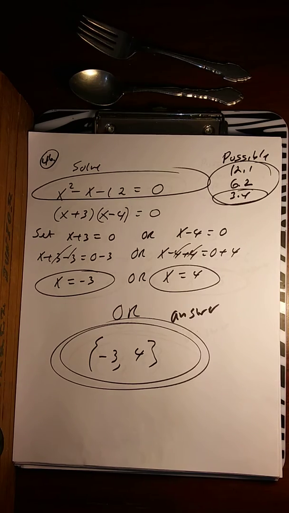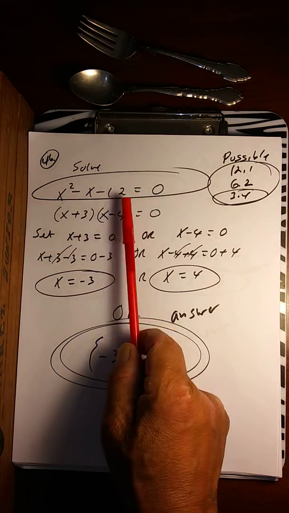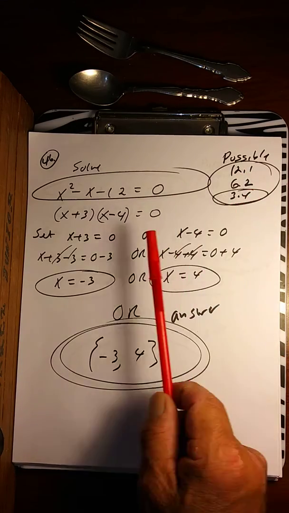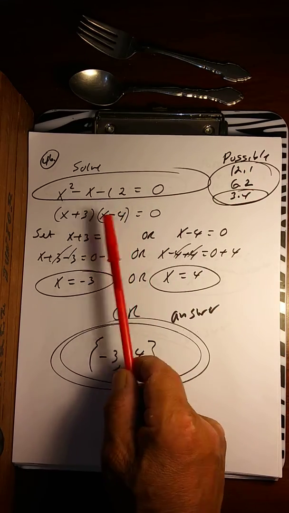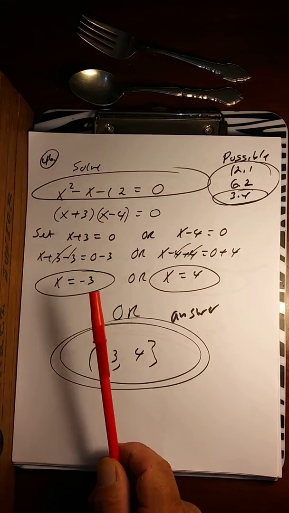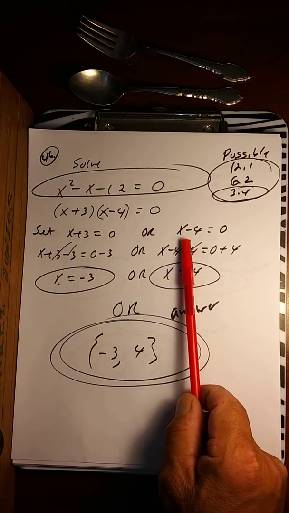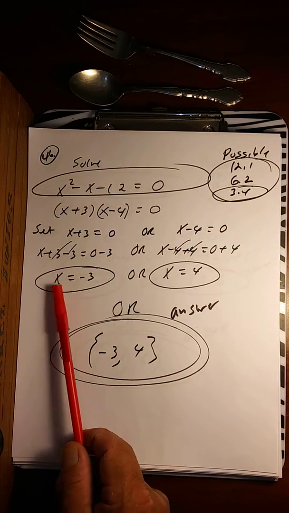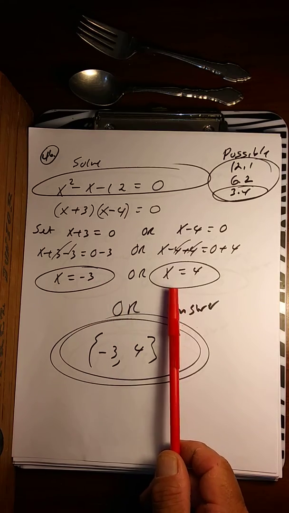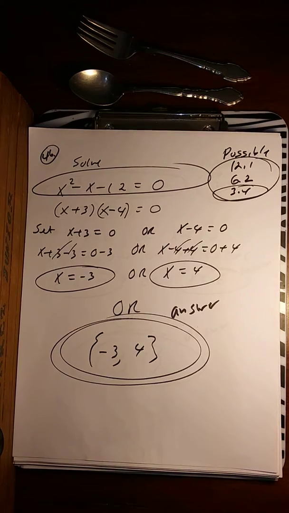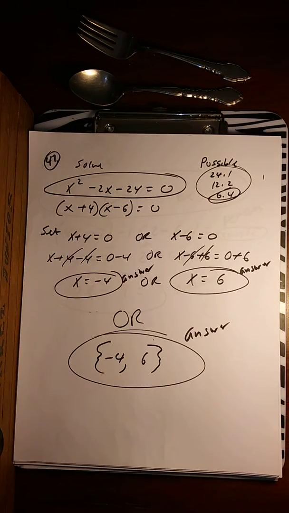Let's see. Solve this one. x squared minus x minus 12 equals 0. Possible numbers for 12 are 12 times 1, 6 times 2, 3 times 4. Well, 3 times negative 4, is that negative 12? Yes. And 3 minus 4 is negative 1? Yes. So x plus 3 equals 0, x minus 4 equals 0. So subtract 3, so x is negative 3. Or the other one is going to be add 4, so x equals 4. So negative 3 and 4 are the answers for that.